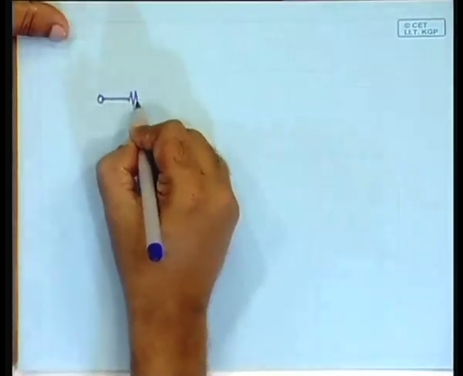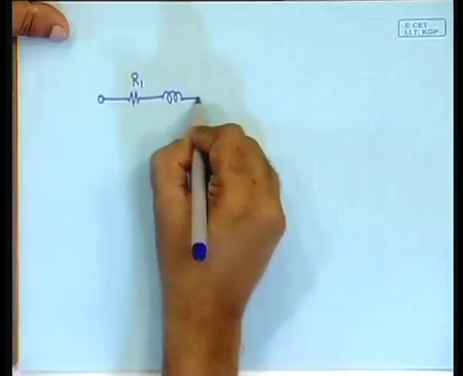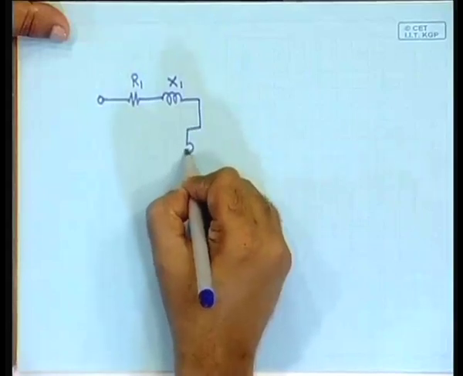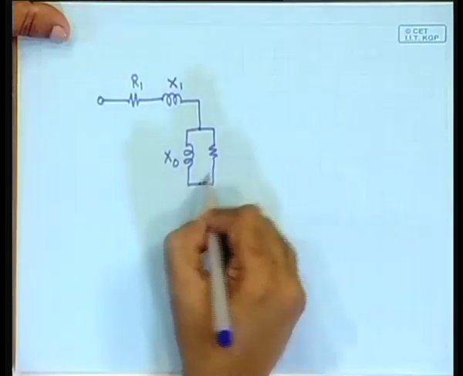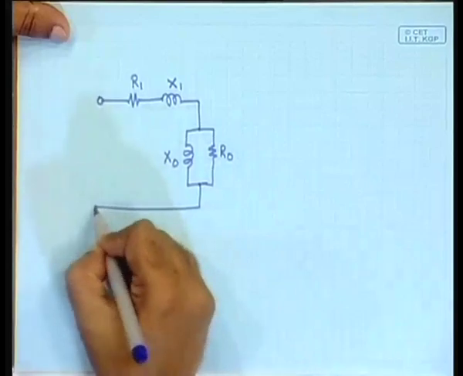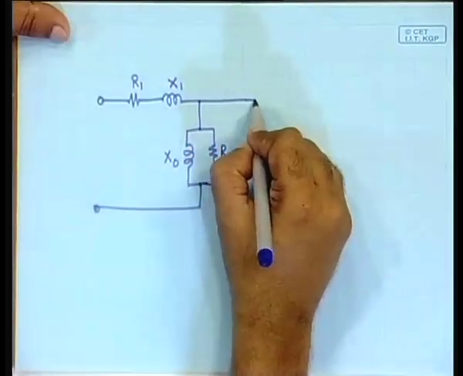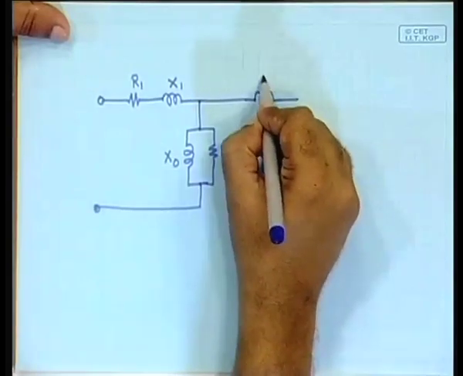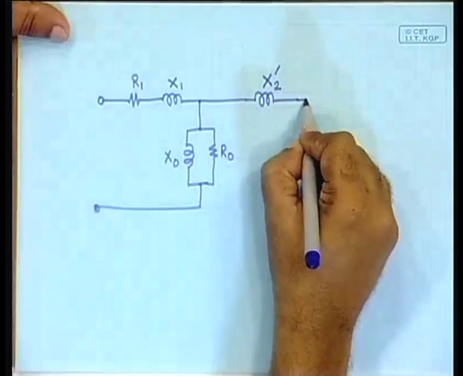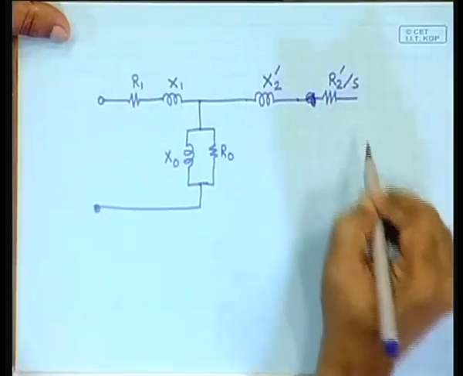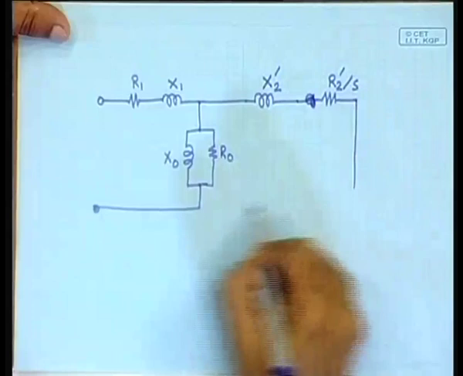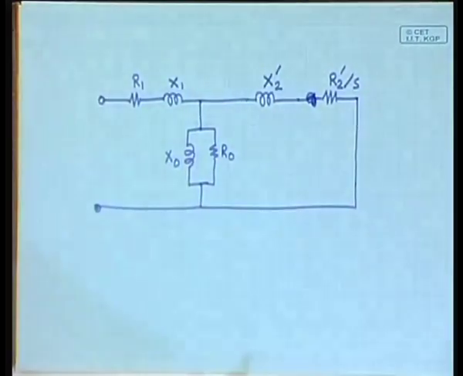That makes it a very simple representation of the equivalent circuit, where the equivalent circuit would be R1, X1, this is X naught, R naught, this is the primary side, and in the secondary side you will have X2 prime, and then, sorry, R2 prime by S. That is the additional thing that is necessary, but this side is shorted. So, this is the equivalent circuit of the induction machine.